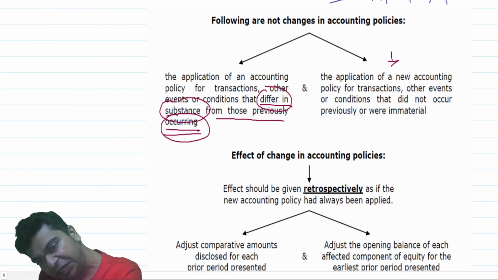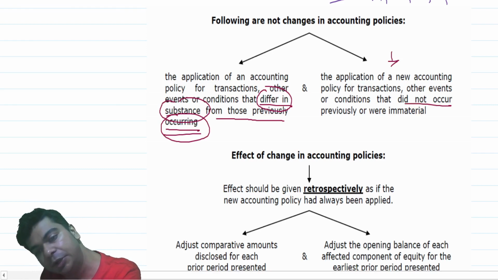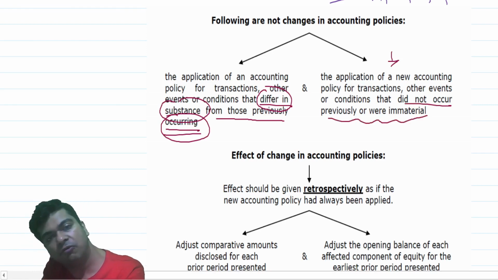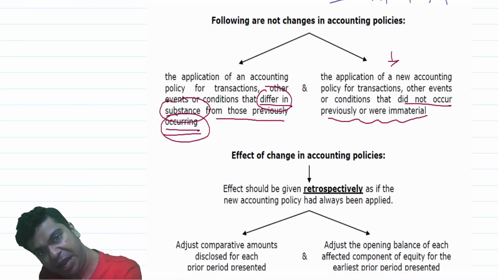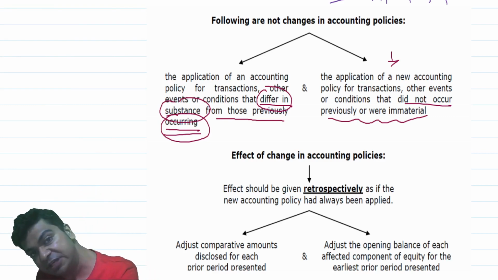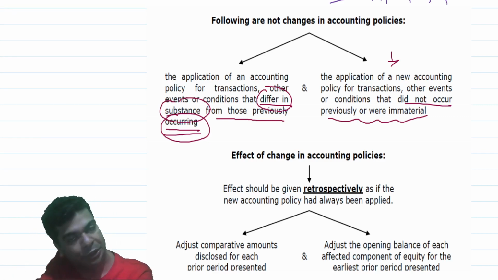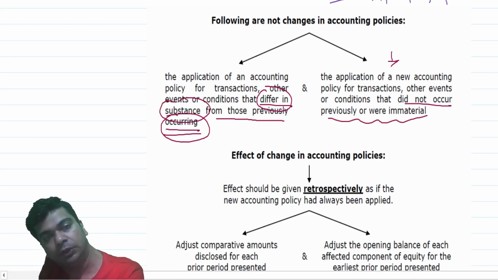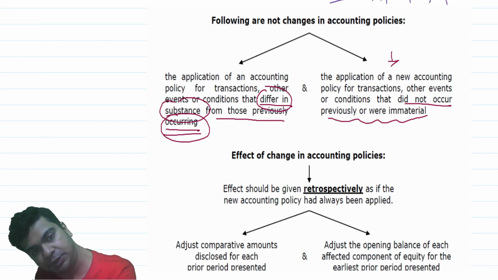Or the other one, the application of a new accounting policy for transactions, other events or conditions that did not occur previously or were immaterial, right? For the first time, you are acquiring an item of PPE on lease basis. This is an event which had never occurred previously. For the first time, you are entering into a lease transaction. You will now have to develop an accounting policy for this brand new transaction. You will have to consider this as adoption of a new accounting policy. This is not a change in accounting policy.